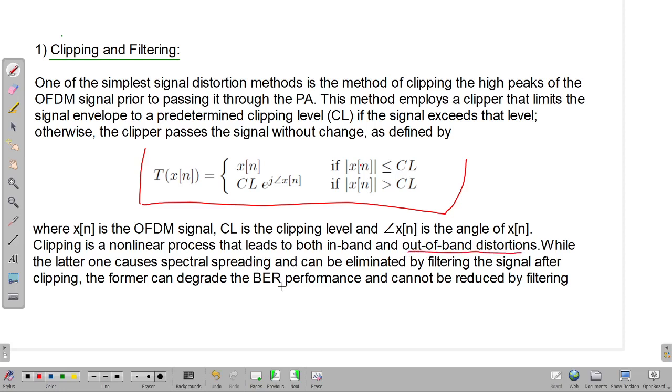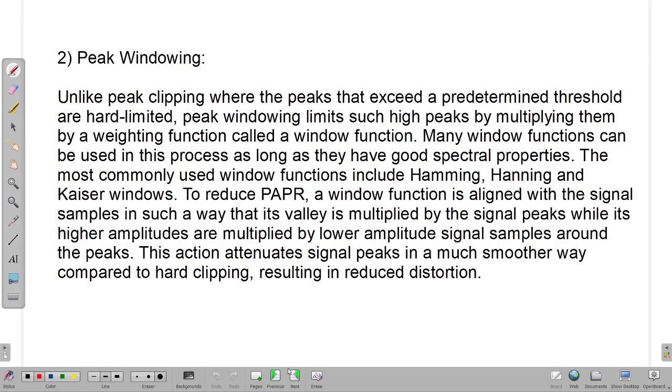Out-of-band radiation can be eliminated by filtering the signal after clipping. Okay, the idea which we discussed before. And this in-band radiation cannot be reduced by filtering. Okay, we need to do some other operations.